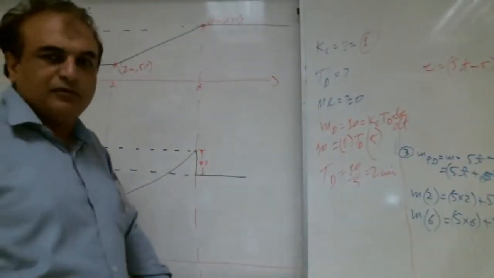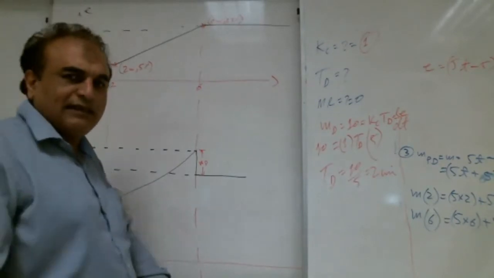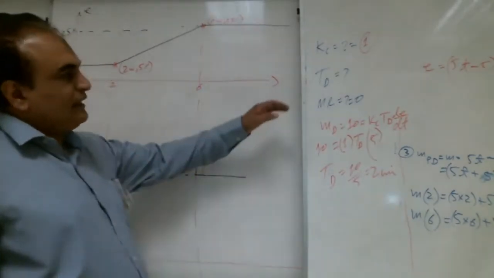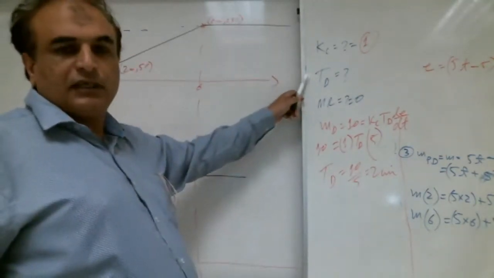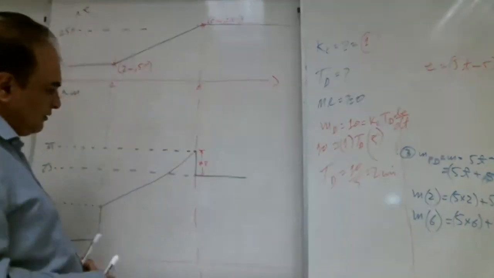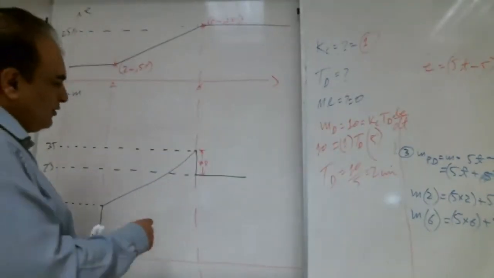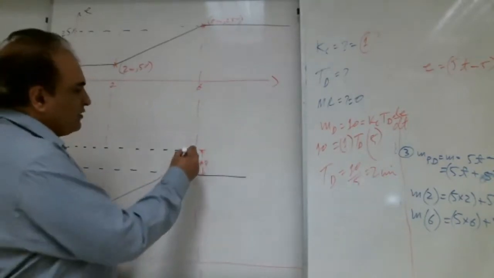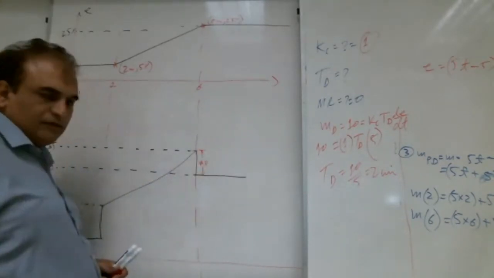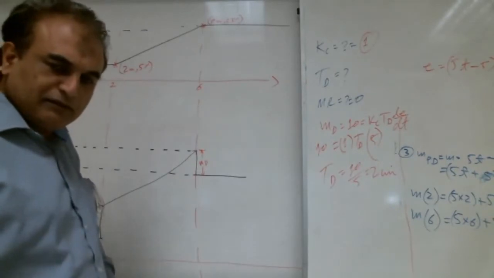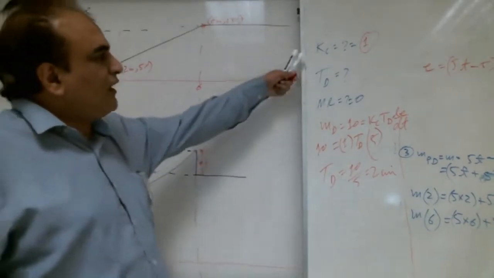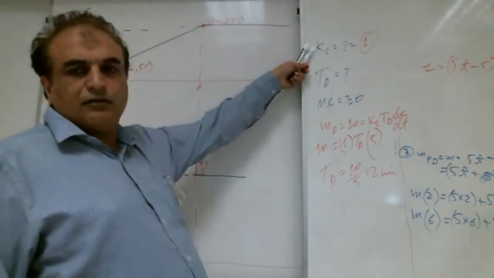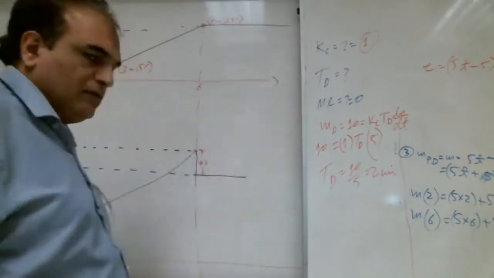Once again, Shabab, everybody please pay attention. We need to find what? TD. This TD we want to find. Right, Shabab? One brother asks, teacher, why is Kc equal to 1? You just found it. Kc equal to 1. Why? You forgot.